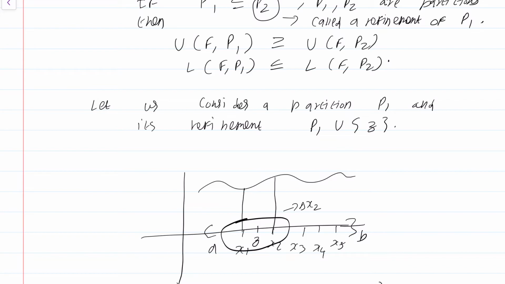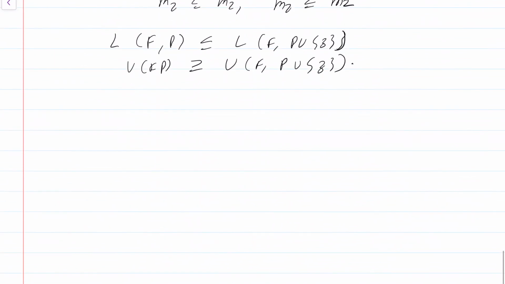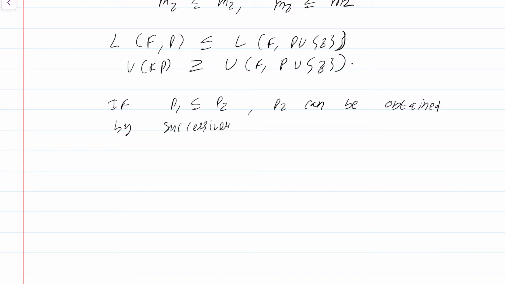We have just proved it for one point, but if P1 is a subset of P2, P2 can be obtained by successively adding single points.